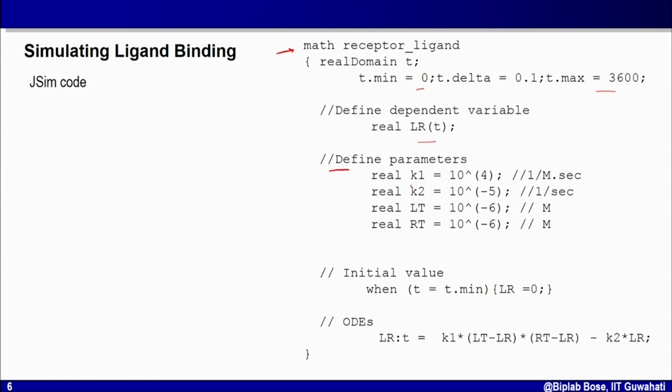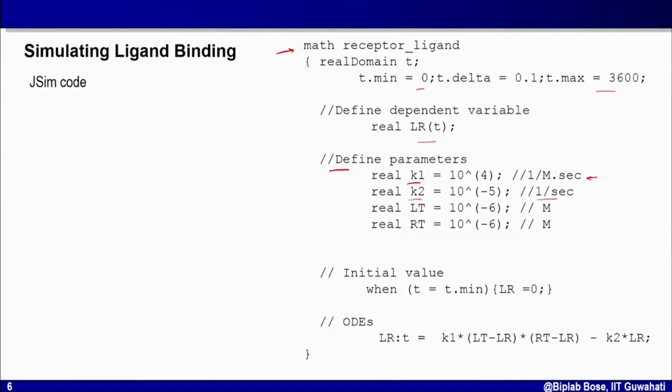So the first parameter is K1, that is the forward rate constant. It is 10 to the power 4, and I have annotated it saying that the unit is 1 by molar per second, 1 by molar second. The second parameter is K2, that I have taken as 10 to the power minus 5. Its unit is actually 1 by second. Remember, these units are written in annotation. That means JSim will not consider this unit. So the whole calculation is based on consideration that everything is unitless, but I have written them in annotation so that we can remember what unit we are using.